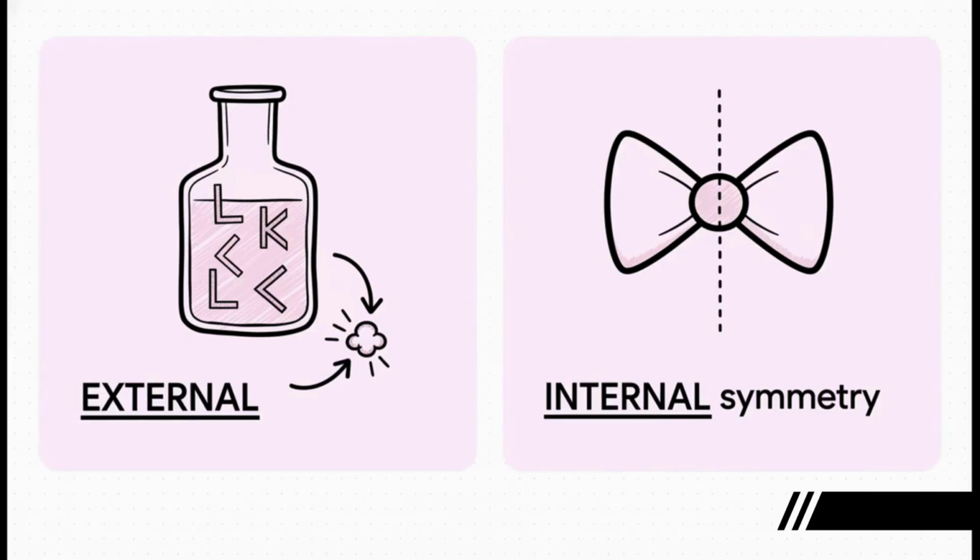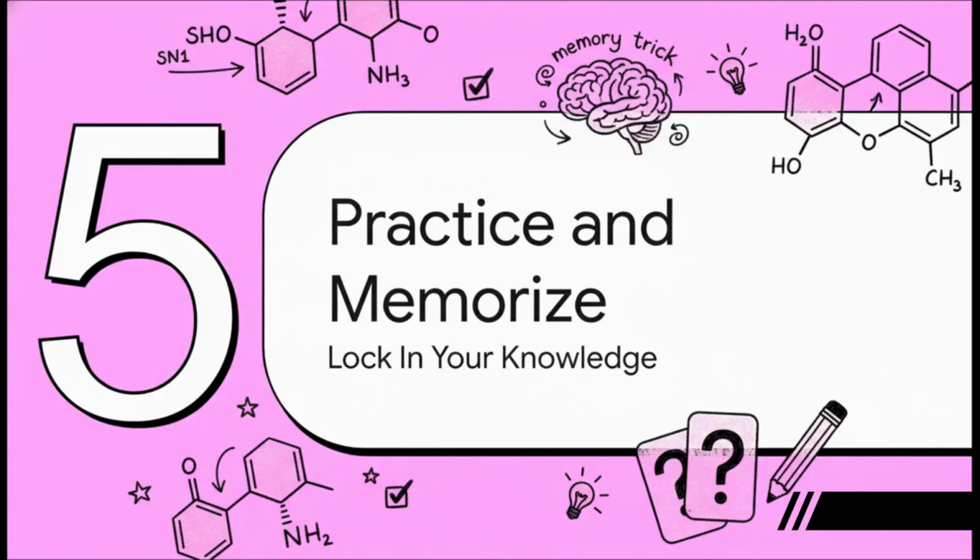And listen up, because this is a huge trap that so many students fall into. A racemic mixture is not the same thing as an achiral compound. A racemic mixture is made up of chiral molecules, but it's inactive because of external cancellation between the two different types. An achiral compound, on the other hand, is inactive because the molecule itself has some kind of internal symmetry, or maybe just no chiral center at all. It's a big difference.